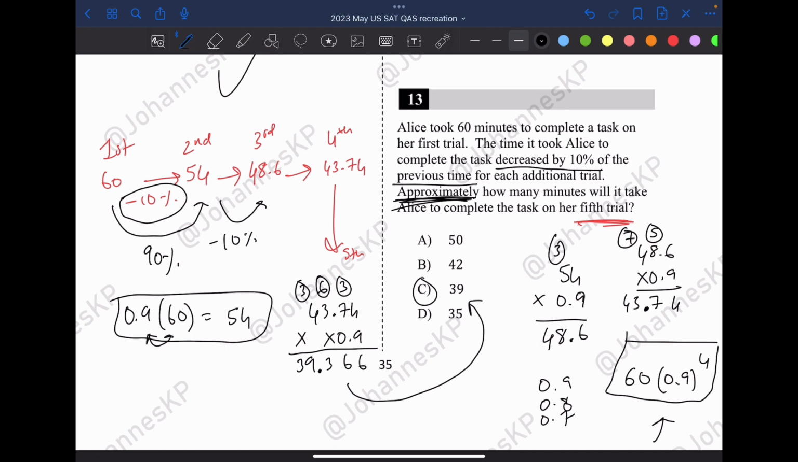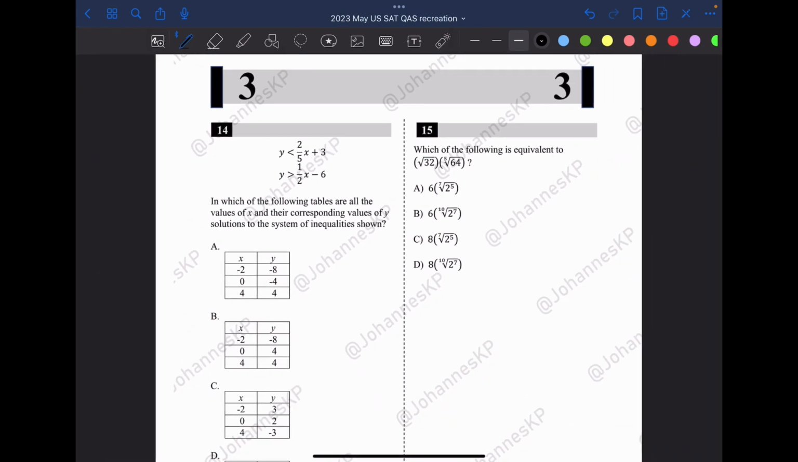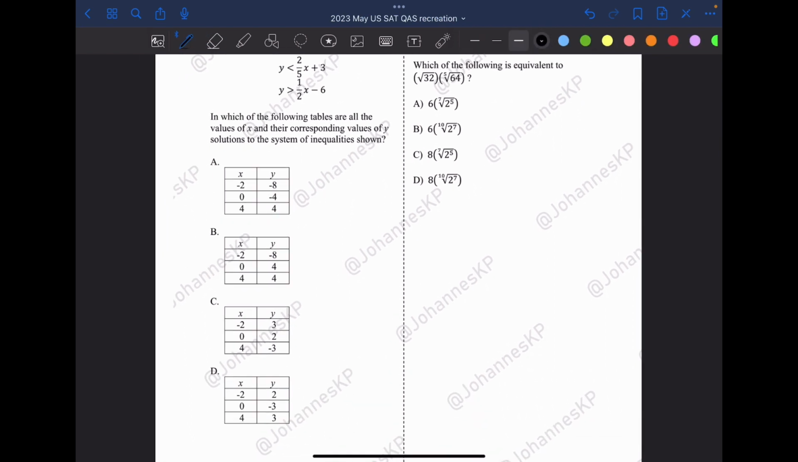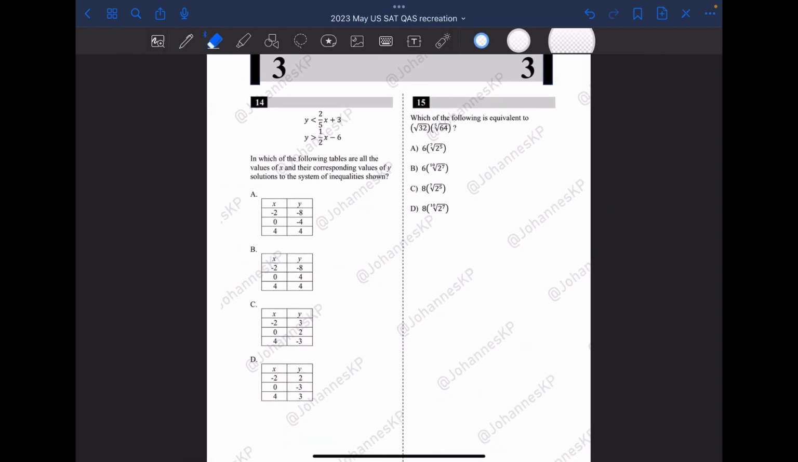So let's move on to the next question, question number 14. Okay, for this one we have 2 inequalities, and it says, in which of the following tables are all the values of x and the corresponding values of y solutions to the system of inequalities shown? Okay, basically it's asking you which of these tables have correct values, which of them are correct. So let's start checking.